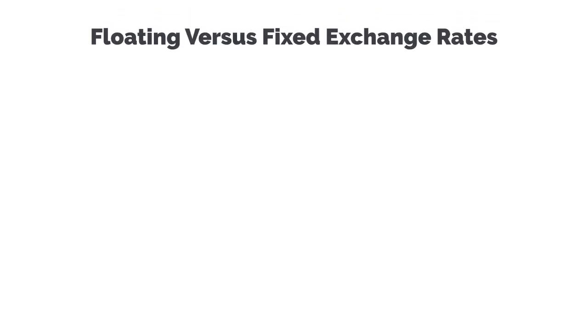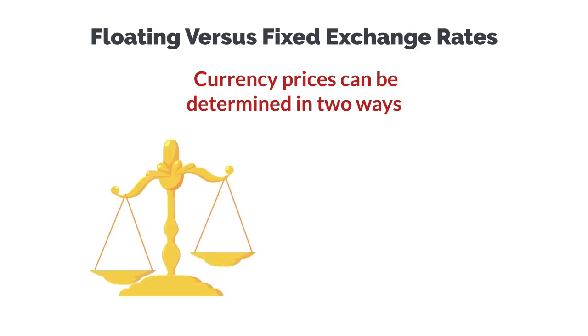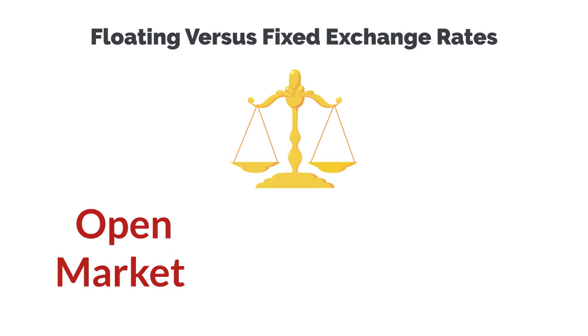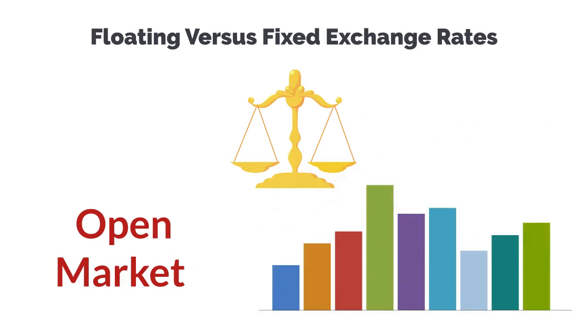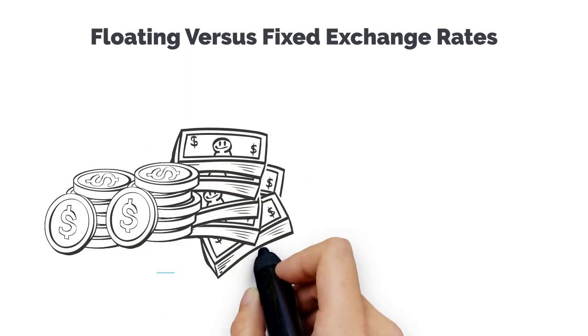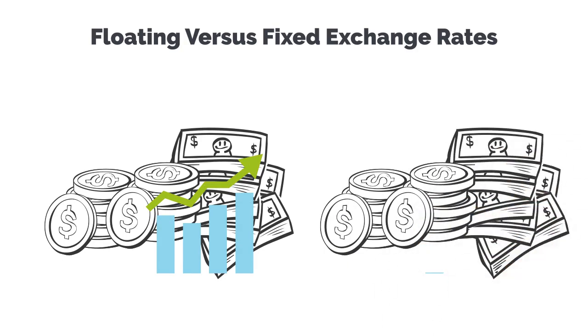Floating versus fixed exchange rates. Currency prices can be determined in two ways, a floating rate or a fixed rate. As mentioned above, the floating rate is usually determined by the open market through supply and demand. Therefore, if the demand for the currency is high, the value will increase. If demand is low, this will drive that currency price lower.